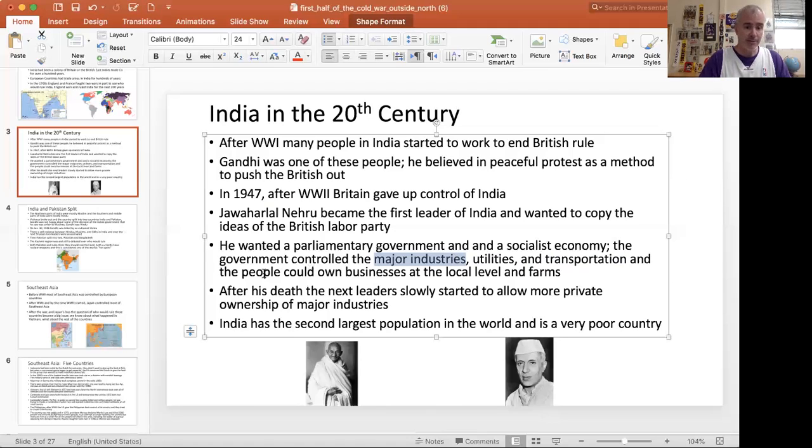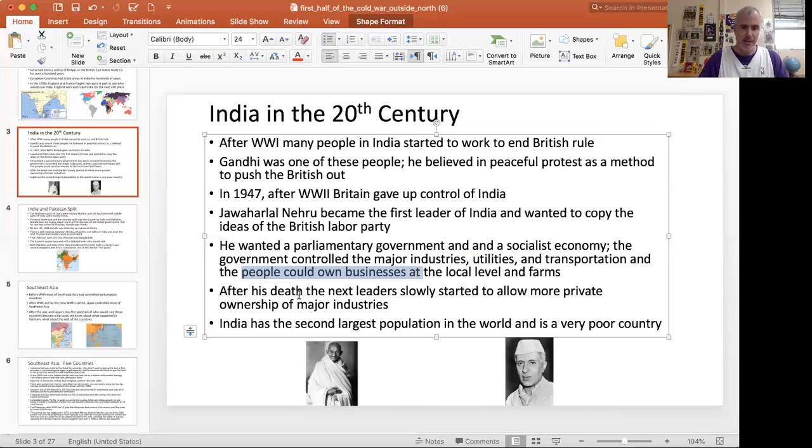But at the local level, he'd want people to be able to own businesses on Main Street. He wanted people to be able to own their own farms. He wasn't trying to collectivize farms or take them over like in Soviet Union or China or Southeast Asia. And he didn't want to have the government own all the businesses like the Soviet model. He said, hey, you guys start your own business. Just the big ones will control.